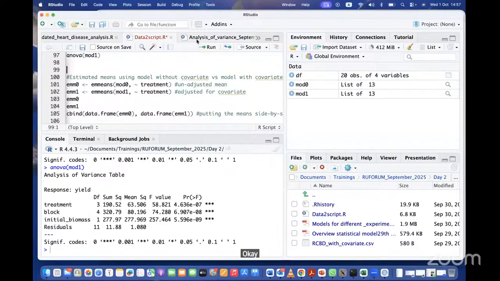Okay. So somebody said that block did not appear in my coefficients. That means you did not run a model with that.